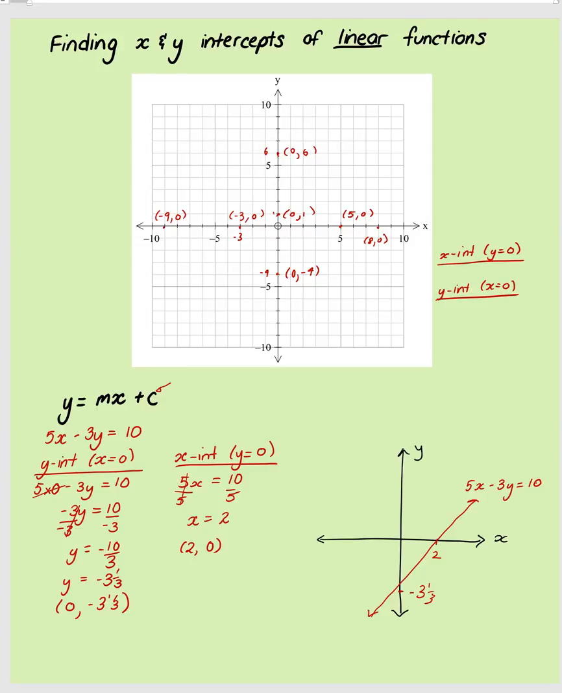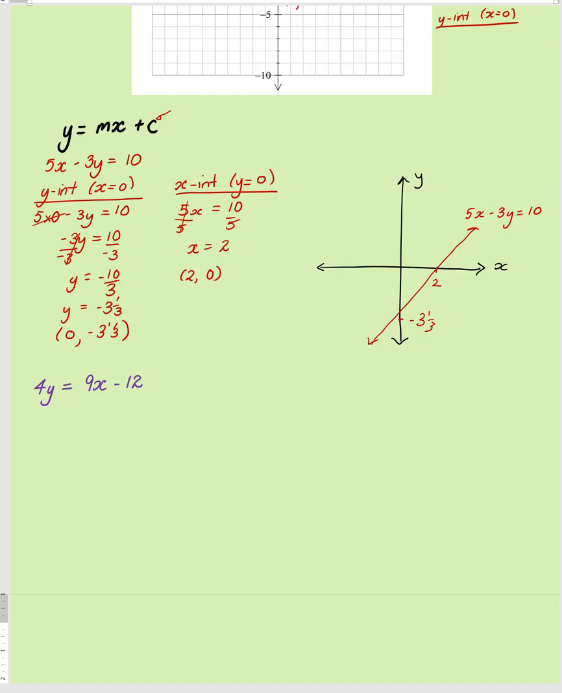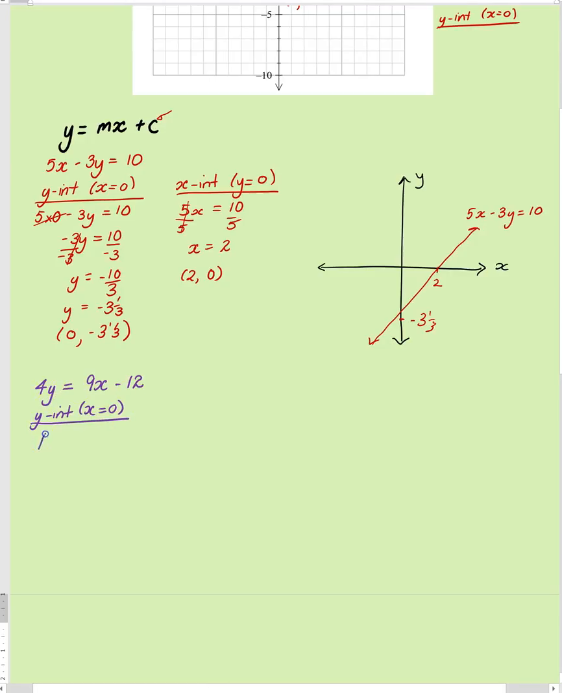Let's have a look at one more. Right, so let's try this one. What I love about maths is that it's not going to change. So if we want to find the x and y intercepts, same thing. The y-intercept we still find by making x equal to 0. So we look up here, the 4y is untouched, we keep that. What comes next equals. And now we make x 0, 9 times 0 is 0.